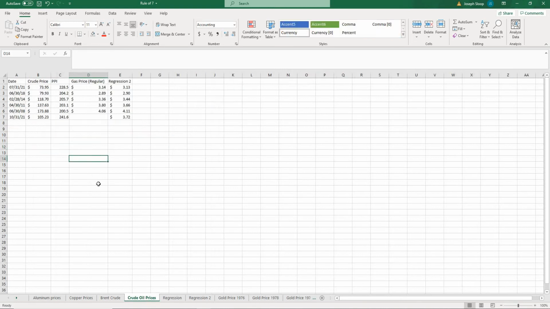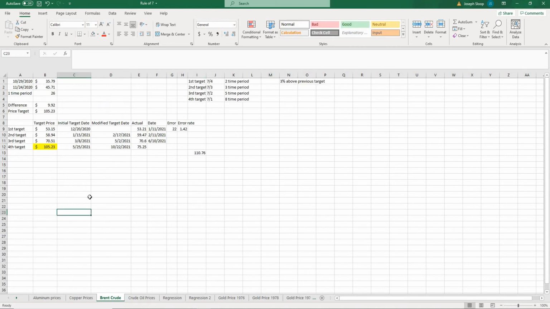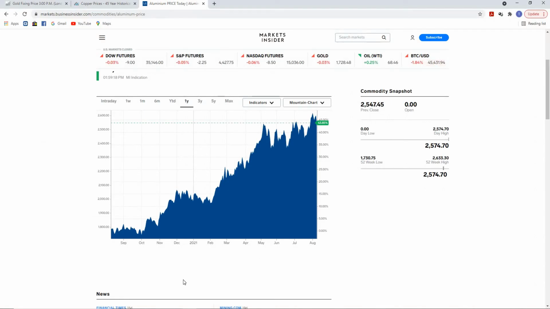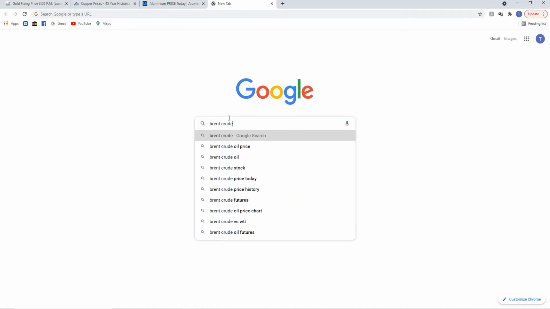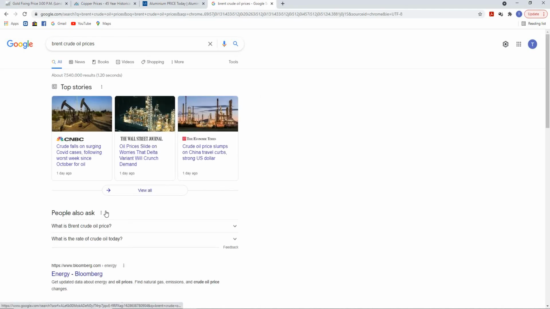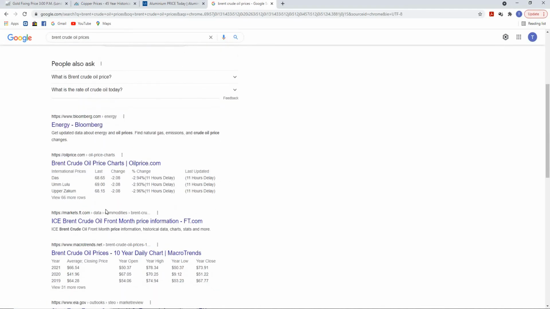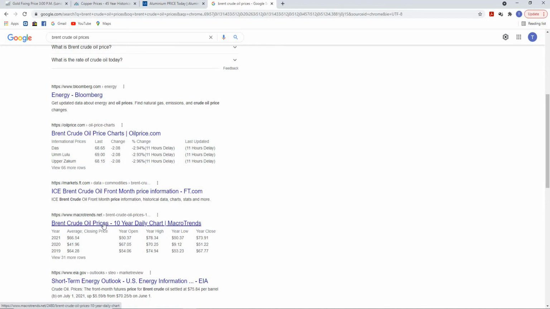Now when we go to crude oil, we go to Brent crude, we can see a similar development that goes on. And so let me pull up the Brent crude prices right quick and let you see the chart here. Let's see if I can pull it up right quick. Let's see here.